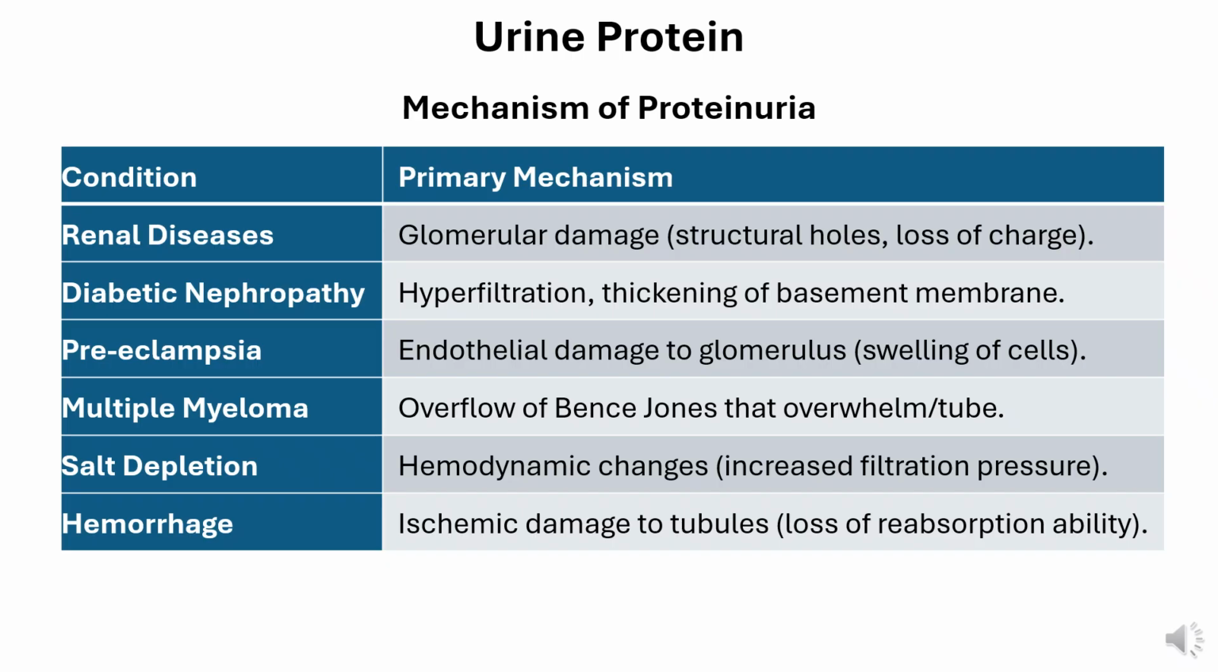4. Multiple myeloma. The mechanism is related to overproduction of immunoglobulin proteins, light chains, Bence-Jones proteins. 5. Salt depletion, volume depletion/dehydration, causes a mild, usually reversible, form of proteinuria. The mechanism is related to orthostatic/postural proteinuria and concentration effect.